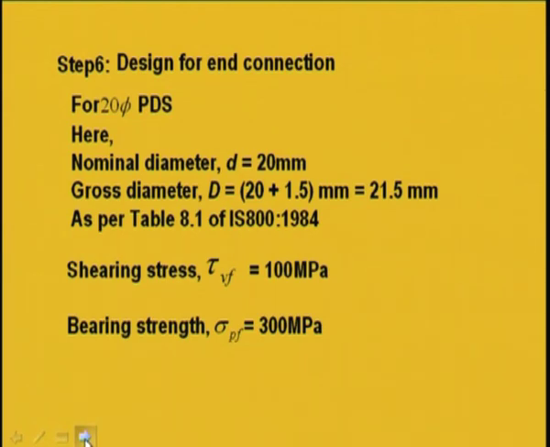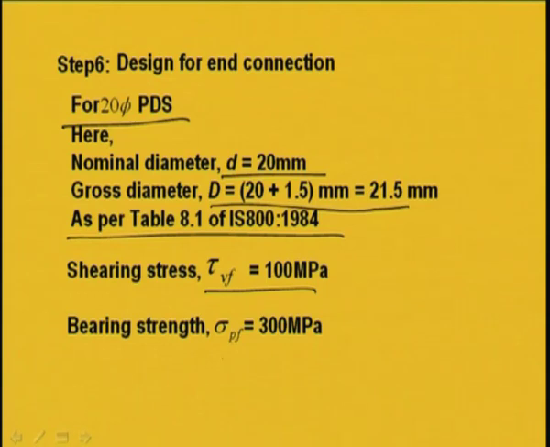Now what we will do? Next step is end connection, design for end connection. So we are using 20 mm diameter power driven shop rivet. Nominal diameter will be 20 and gross diameter will be 20 plus 1.5, that is 21.5, and as per table 8.1 for power driven shop rivet, bearing strength sigma PF will be 300 MPa and tau VF will be 100 MPa.